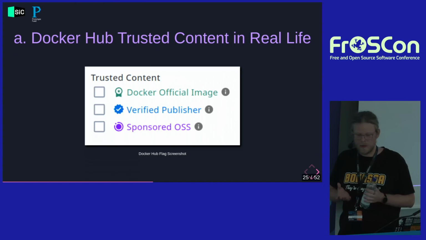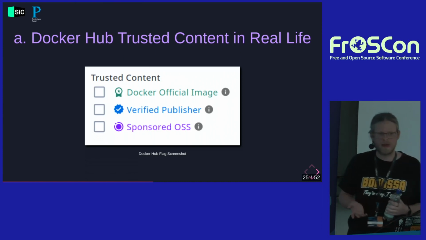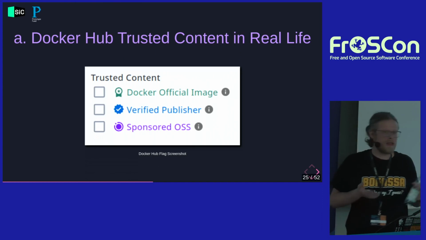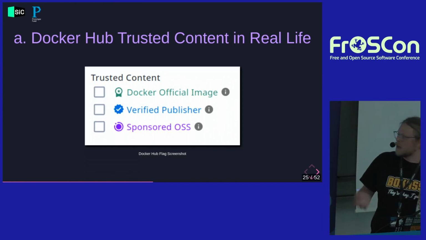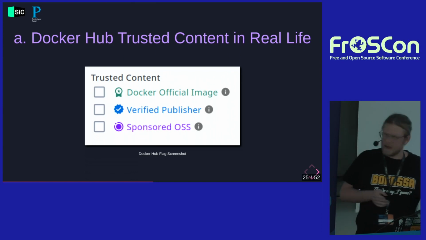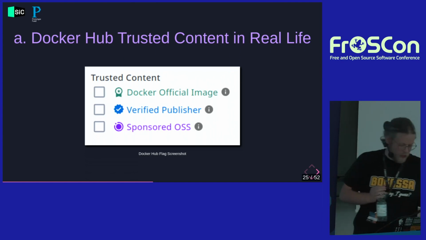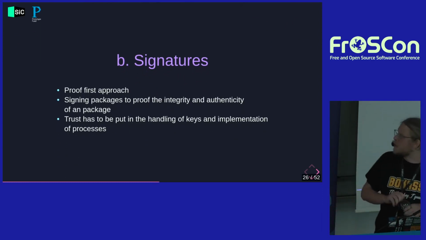But now we run into this problem that we really need to trust in the processes of Docker to actually deem that trustworthy. So who tells me how Docker decides on what a verified publisher is, and how do they actually verify it? And that is the problem, and that is what we can use another approach for, which is the proof-first approach, meaning signatures.